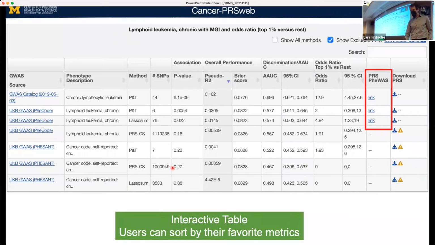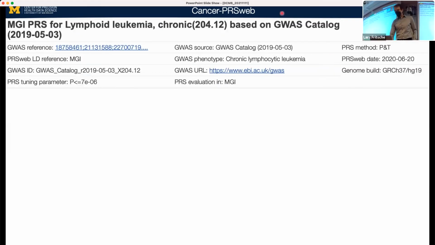And then there's a neat feature in here that we did not make very obvious, this PRS fibers column, where you can look at PRS fibers. When you click on that, first you get a header describing the PRS itself, where it's coming from, how it was defined, which method, and so on.